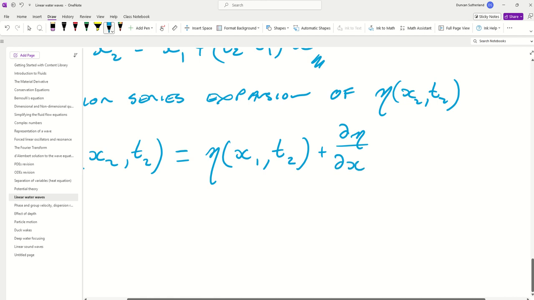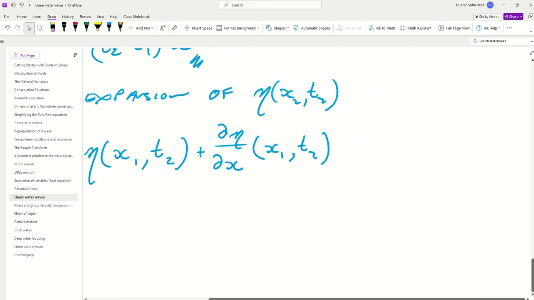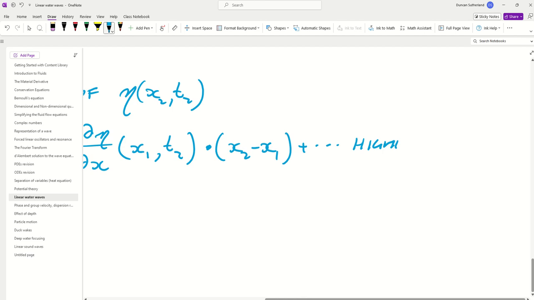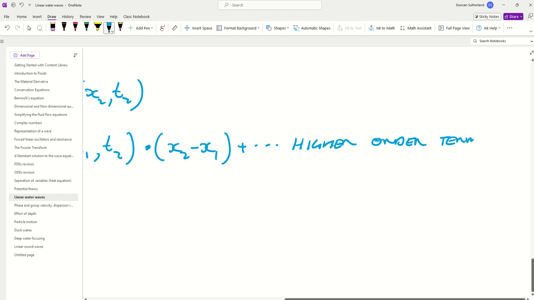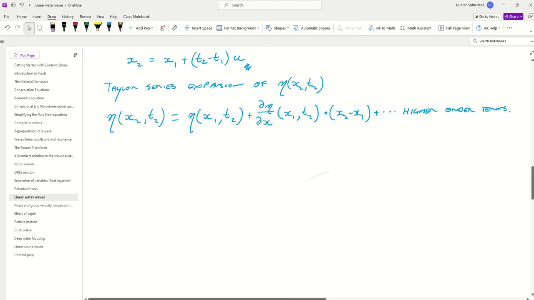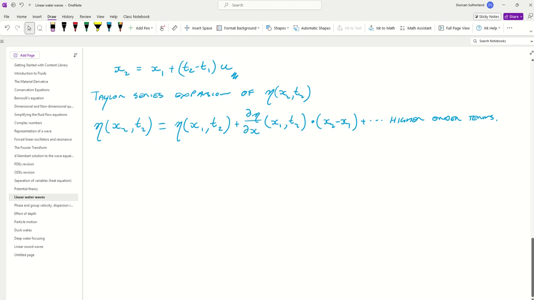Plus d eta dx, these are partial derivatives because eta is a multivariate function, but this is evaluated at x1 t2, so it's only a single variable. The only change is in x, right? And we have to multiply this by x2 minus x1, then plus a whole bunch of other stuff. Higher order terms. I'm approximating this change by a straight line, right? This is a linear function. That's a gradient. This is otherwise a straight first order approximation.